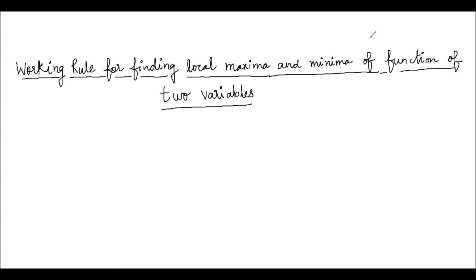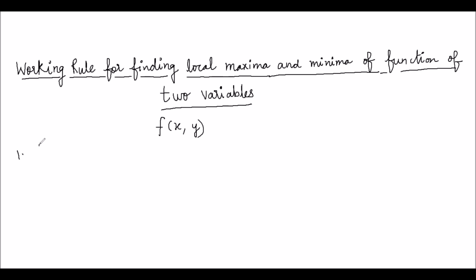But now we will be discussing how we can find the local maxima and local minima if the function is a function of two variables. So let us discuss the working rule for the same. The first step: suppose we have the function f, a function of two variables x and y, and we have to find the points of local maxima and local minima for this function f. So the first step will be finding all critical points.